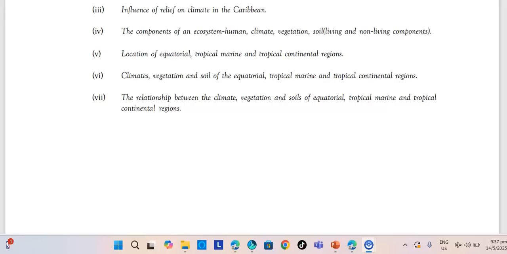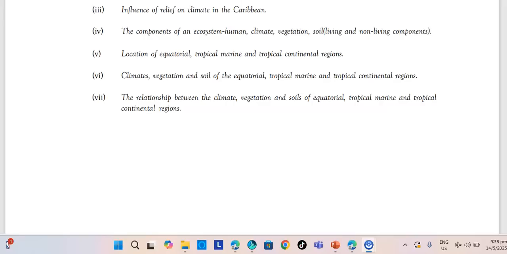It's hot and wet all year round, with heavy rain almost daily and high humidity. Very little change in temperature throughout the year. Vegetation of an equatorial region: thick rainforests with tall trees and many plant types. Trees grow close together with big green leaves. An example would be a rubber tree. All right, so in an equatorial region, you will find a rubber tree.